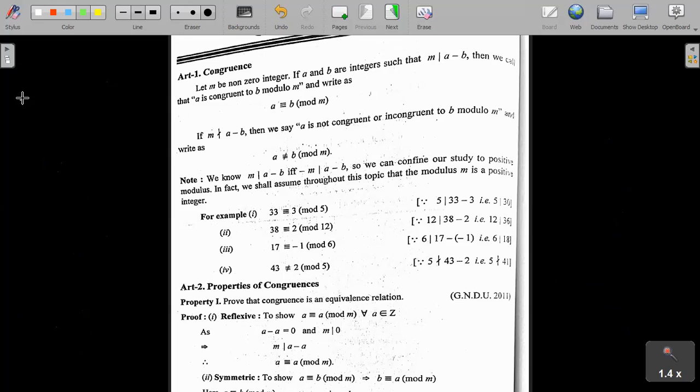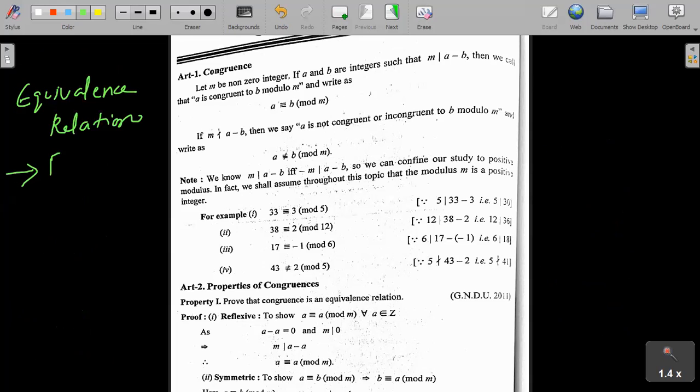Now, in the same relation we have equivalence relation. So again, this is a special relation which satisfies certain properties, right?